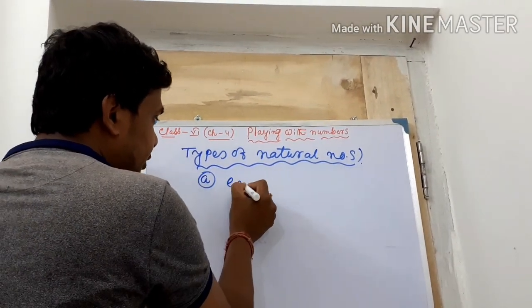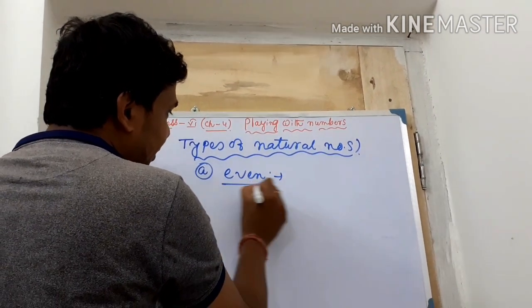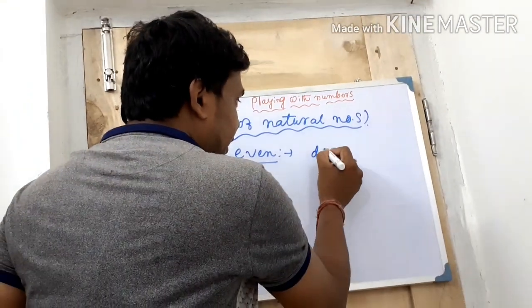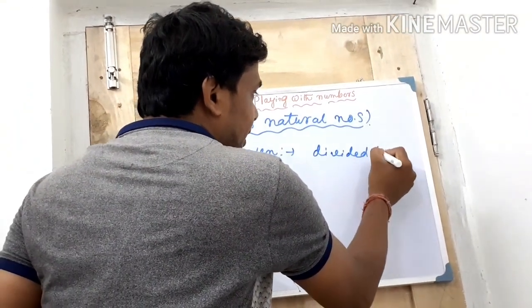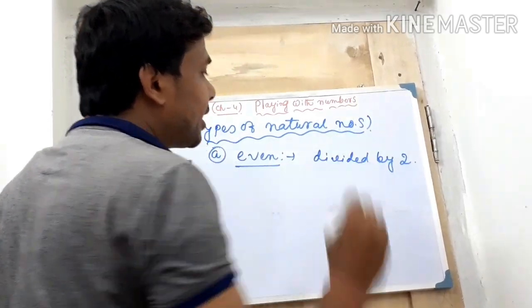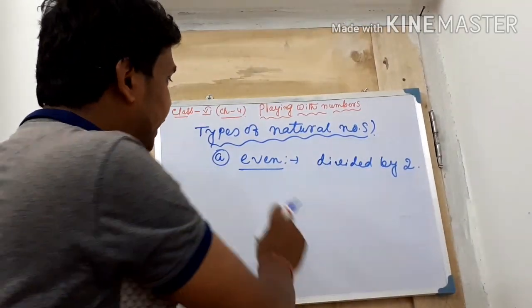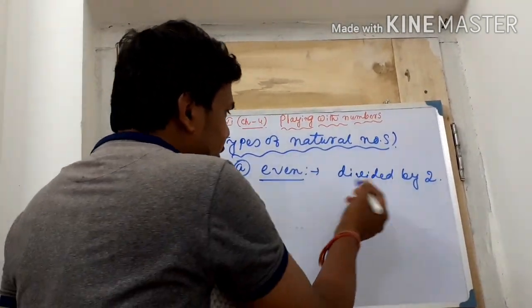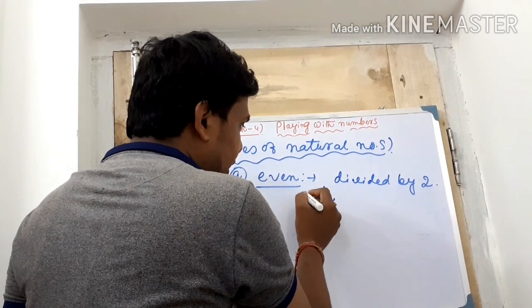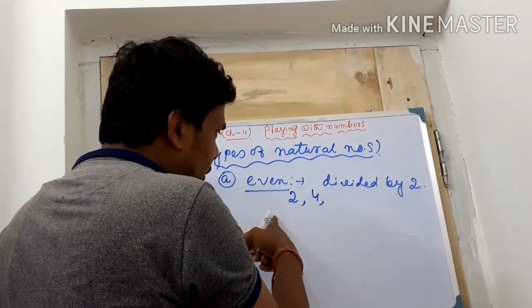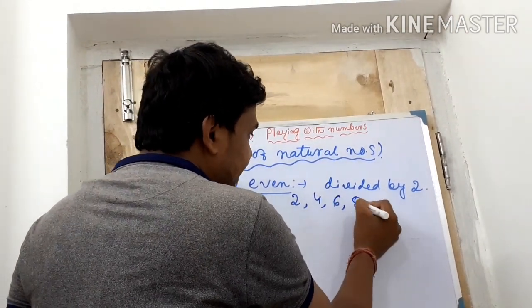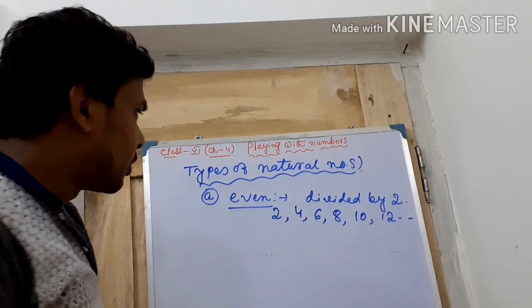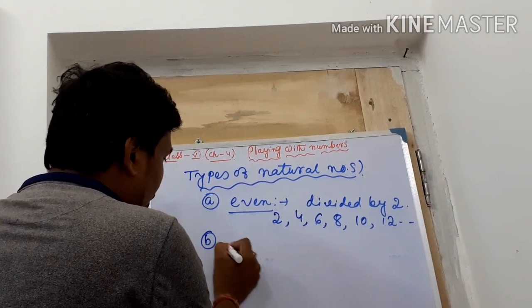First one given in your syllabus is the even number. Even number means what? That which can be divided by 2. Any natural number which can be divided by 2 is known as an even number. Example, so many examples are there: 2, 4, 6, 8, 10, 12. These all numbers are the even numbers. Okay, next one, the odd numbers.